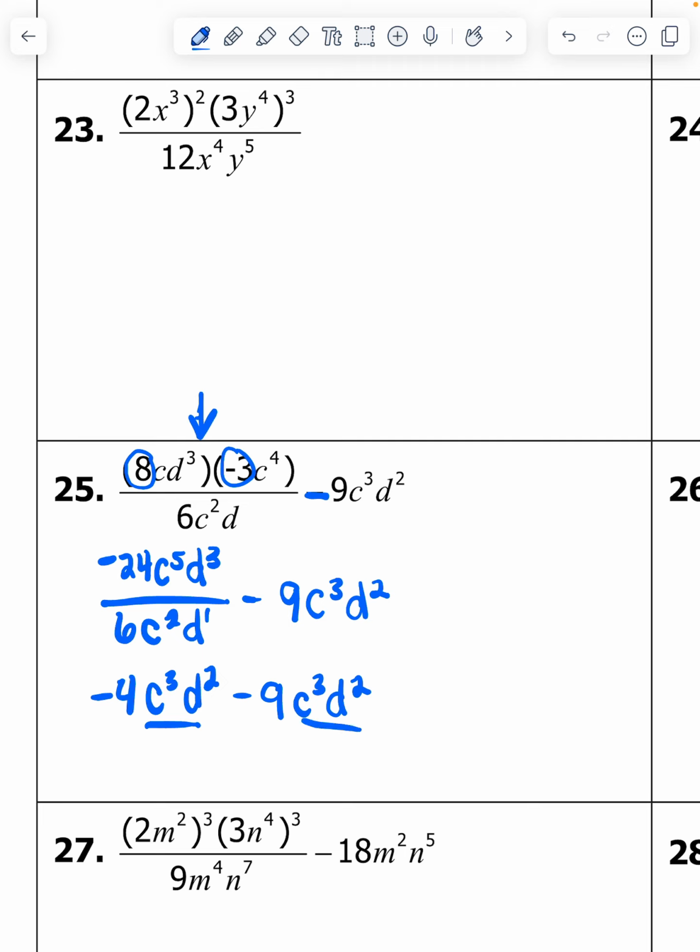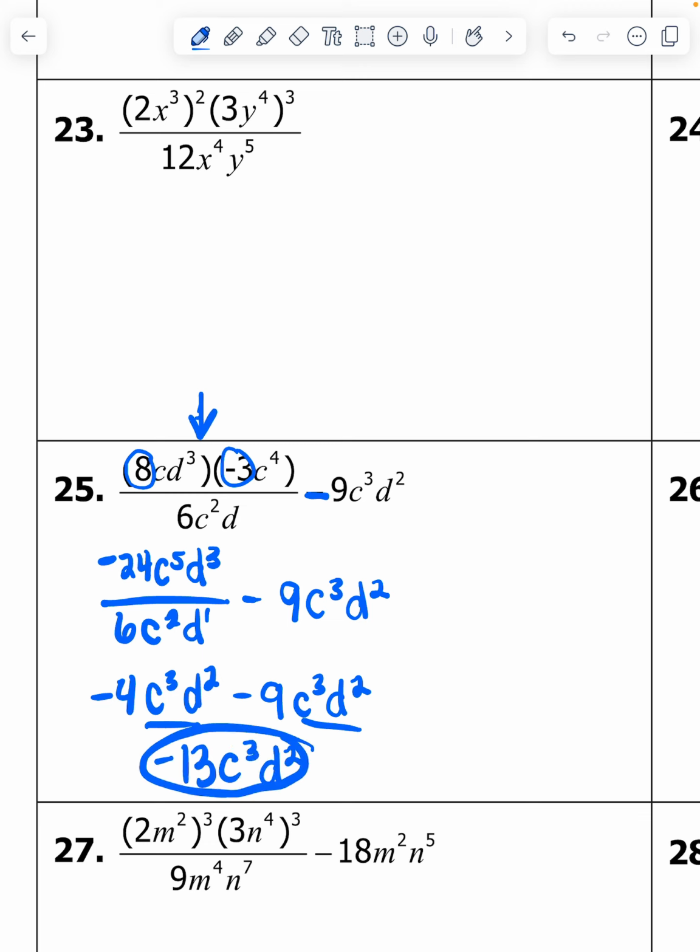These are like terms because we have two different terms that both have c to the third and d to the second. So what I would do is just do -4 minus 9, and that's going to give me -13 c to the third d to the second.